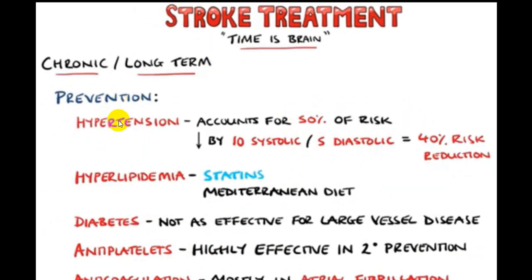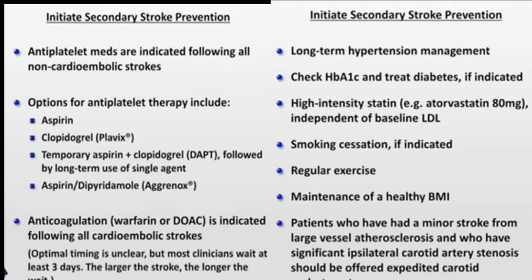For secondary prevention: hypertension control, hyperlipidemia control, diabetic control, antiplatelets, and anticoagulants, particularly in a person with atrial fibrillation or cardioembolic phenomena. Initiate secondary stroke prevention with antiplatelet drugs. Aspirin, you may add dual platelets, that is aspirin with clopidogrel or aspirin with dipyridamole. In some cases, you do require anticoagulation, particularly in case of atrial flutter, fibrillation, and almost all cases of cardioembolic phenomena.